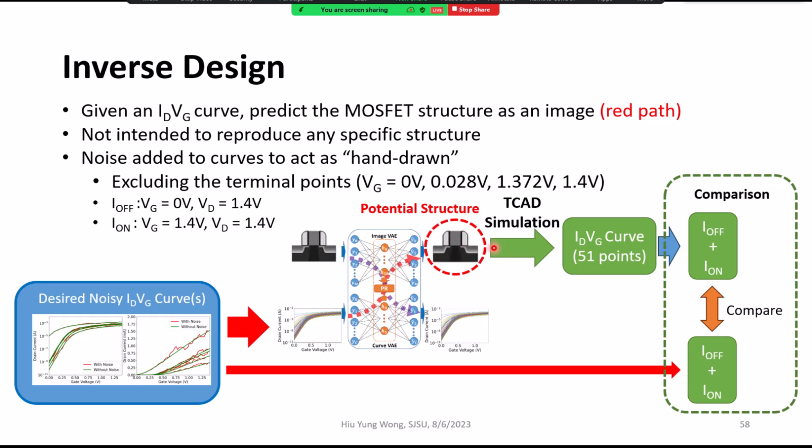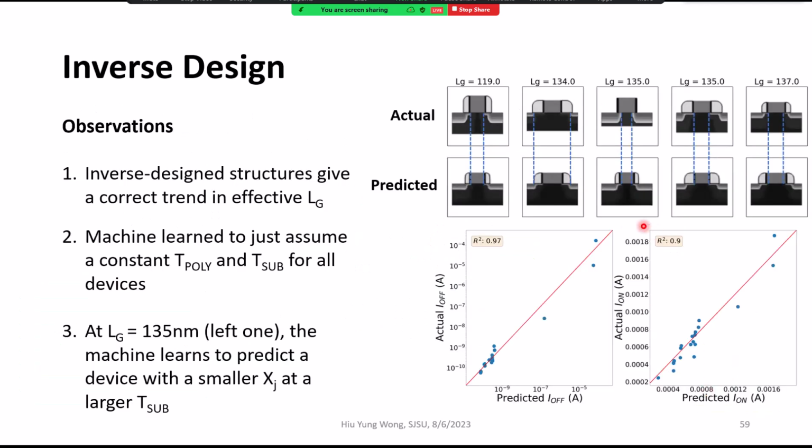Then we simulate the structure to see if we can get the same I on and I off. So this is an inverse design, right? You give me an IDVG, say what curve you want, and then you ask me to come up with a device, a structure that can produce this IDVG. And how do I verify my structure is correct? I do a TCAD simulation. So these are the results.